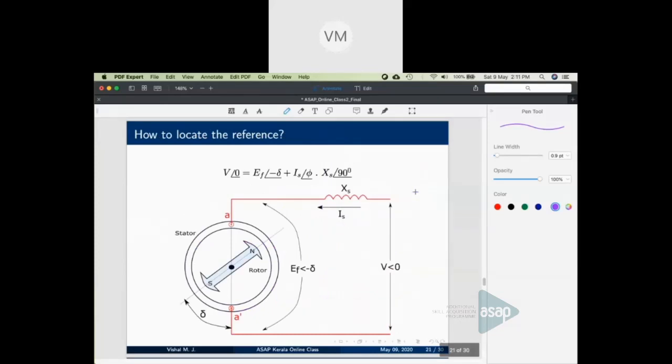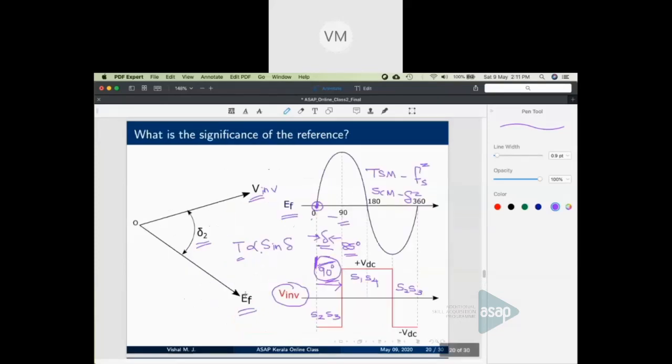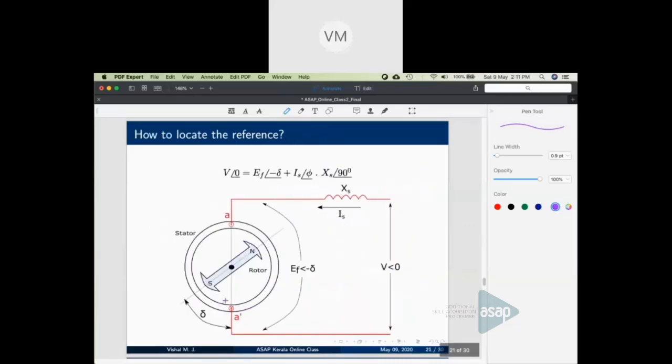Now, see, our reference is EF. How to obtain EF? Only if we know EF, then we can synthesize V. Otherwise, we cannot synthesize voltage. So, how to get EF? This is the voltage equation, which we have seen earlier also. If your answer is that you can substitute these values and get it, then that will be wrong.